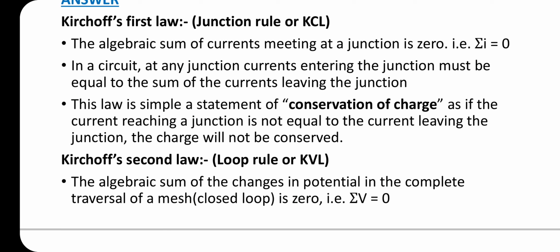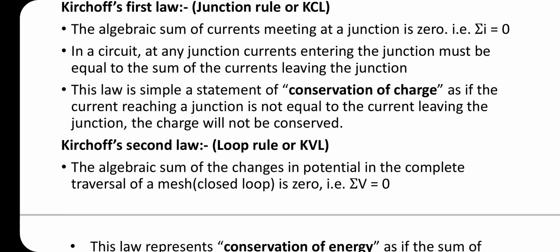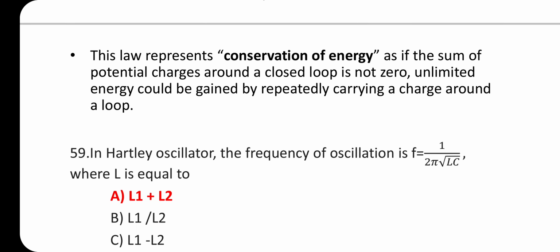Kirchhoff's second law, loop rule or KVL: the algebraic sum of the changes in potential in the complete traversal of a mesh or closed loop is 0. This law represents conservation of energy. If the sum of potential changes around a closed loop is not 0, unlimited energy could be gained by repeatedly carrying a charge around a loop.